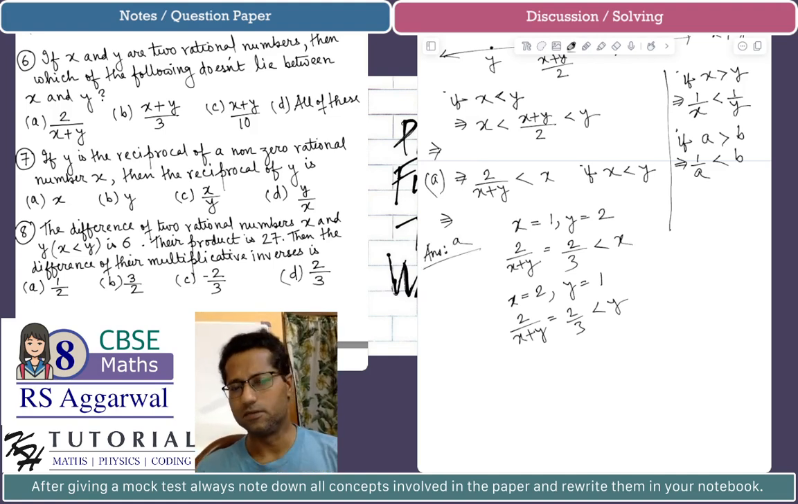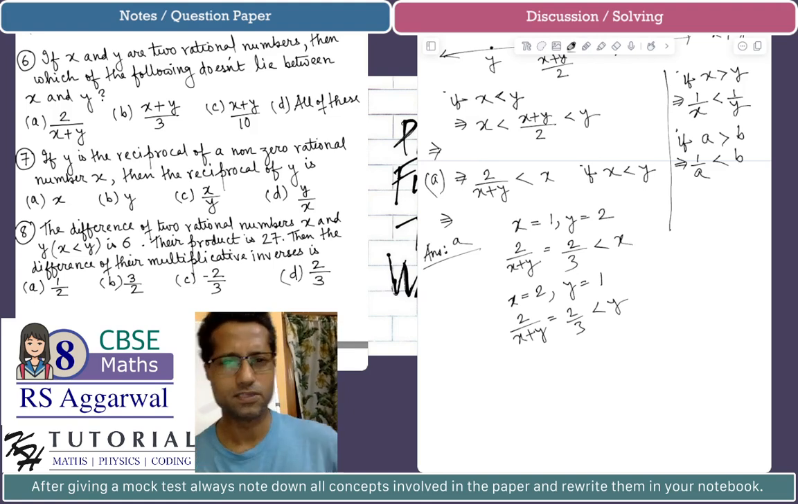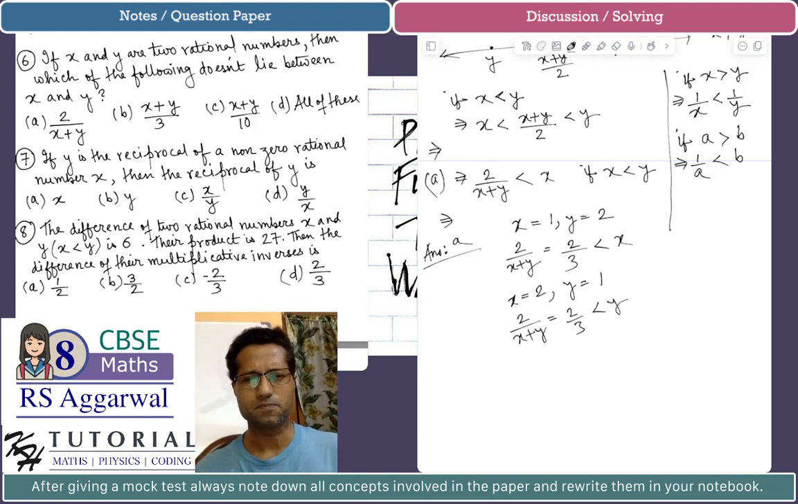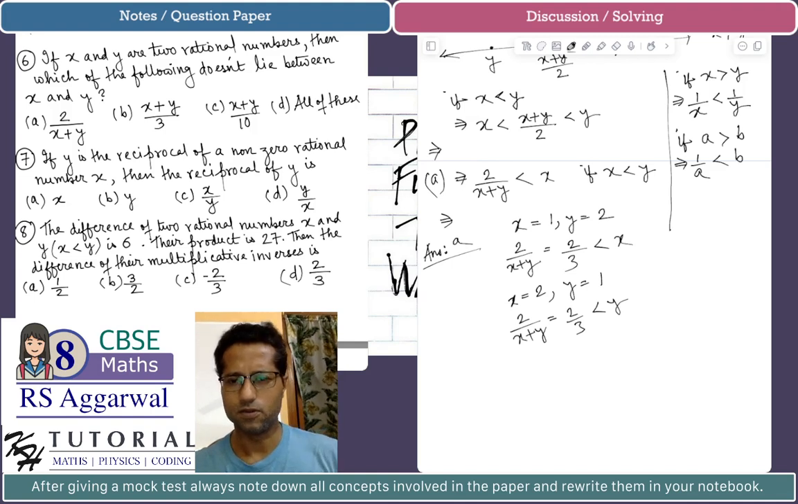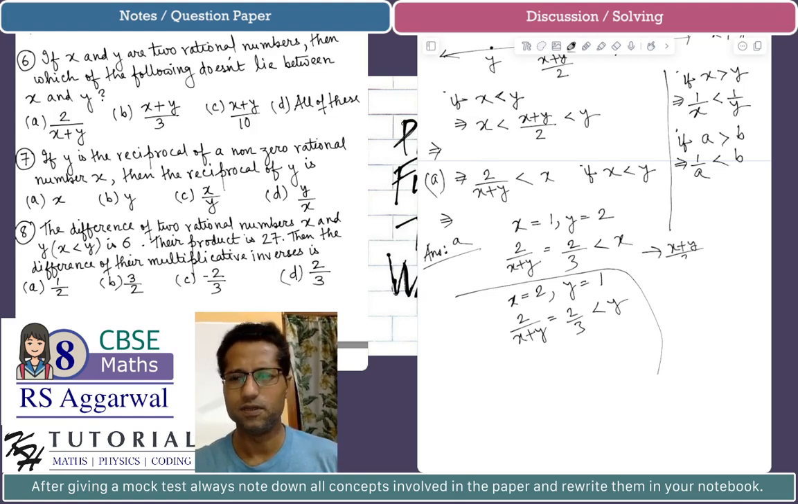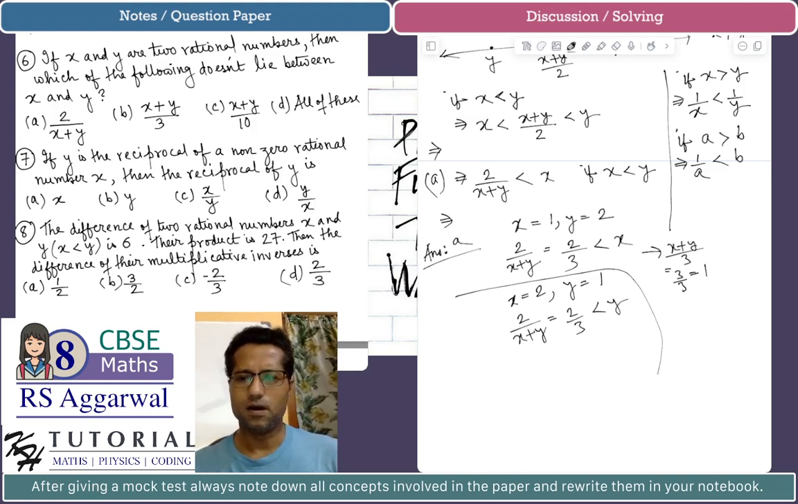Now this choice D is all of this. Can we say that x plus y by 3 will also not lie between x and y? You should also check that. I have considered two cases. So what is x plus y by 3? This is 1 plus 2 by 3, that is 3 by 3 equals 1, and 1 is definitely not lying between x and y.